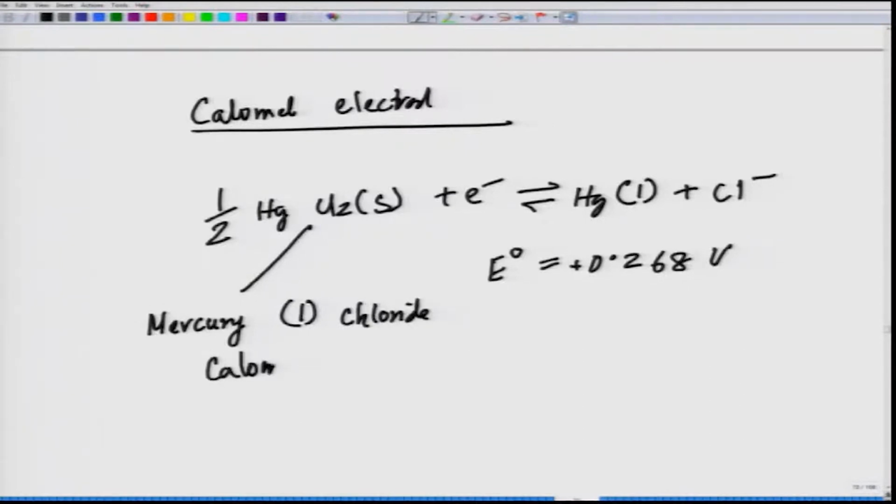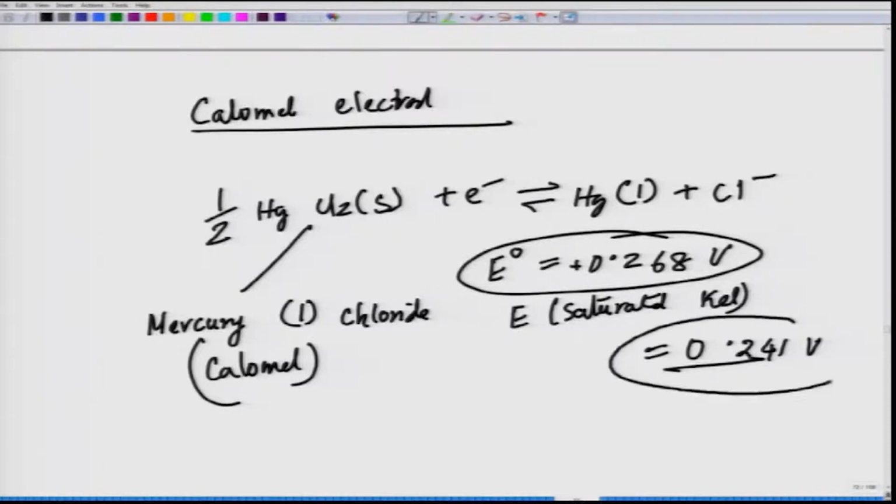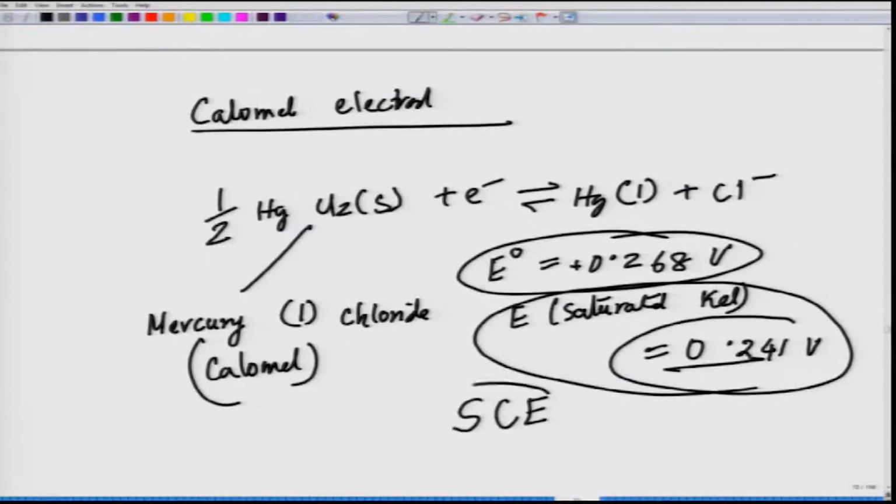Which is calomel. Okay. But if this is in saturated KCl, the value becomes 0.241 volt. The standard potential for this reaction is as shown here, 0.268 volt. If the cell is saturated with KCl at 25 degrees centigrade, the potential is shown out here. Okay. Abbreviated as S electrode with KCl and is called saturated calomel electrode, SCE.